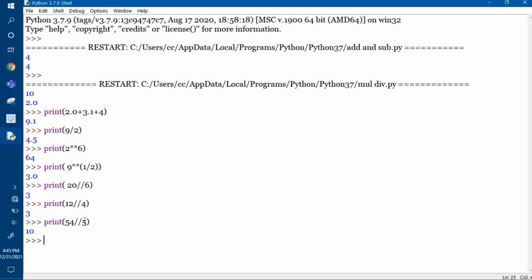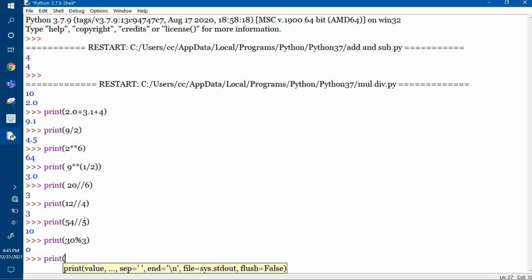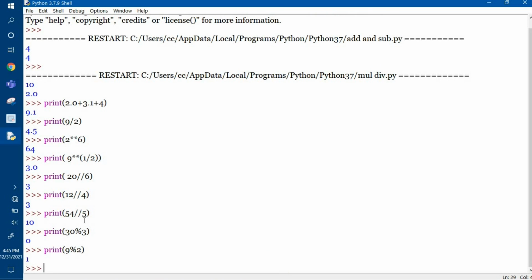Now what if we want to just fetch the remainder of the division? So here we have the modulo operator. The modulo operator is the percentage sign. Here we call this operator modulus. So to find the remainder of any division, we write 30 modulus 3. It will provide us with the remainder of 30 divided by 3. What will be the remainder of this operation? It will be 0 obviously. Print 9 modulus 2. So the remainder in this case should be 1, and it is 1.